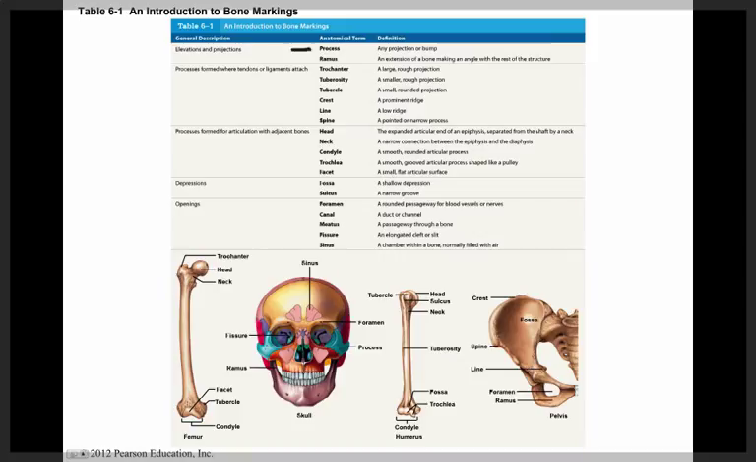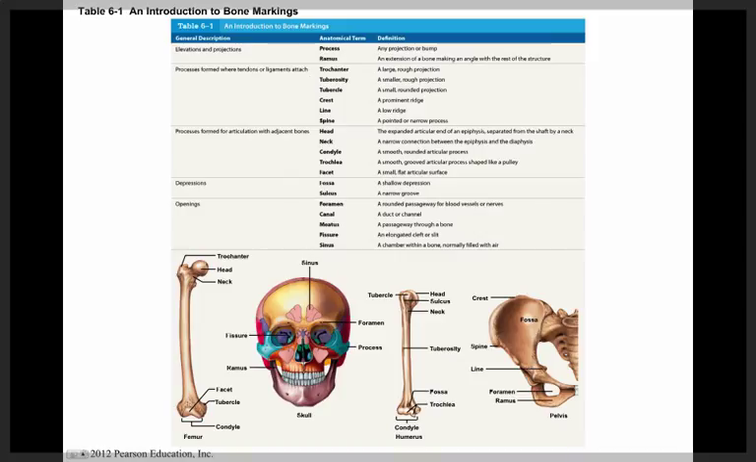For instance, a process means any projection or a bump, whereas a tuberosity means a smaller, rough projection, and a tubercle means a small, rounded projection. You're going to hear all of these terms, including a fossa, which means a shallow depression, and a sulcus, which means a narrow groove. You'll also hear the word sinus, which means a chamber within a bone normally filled with air.